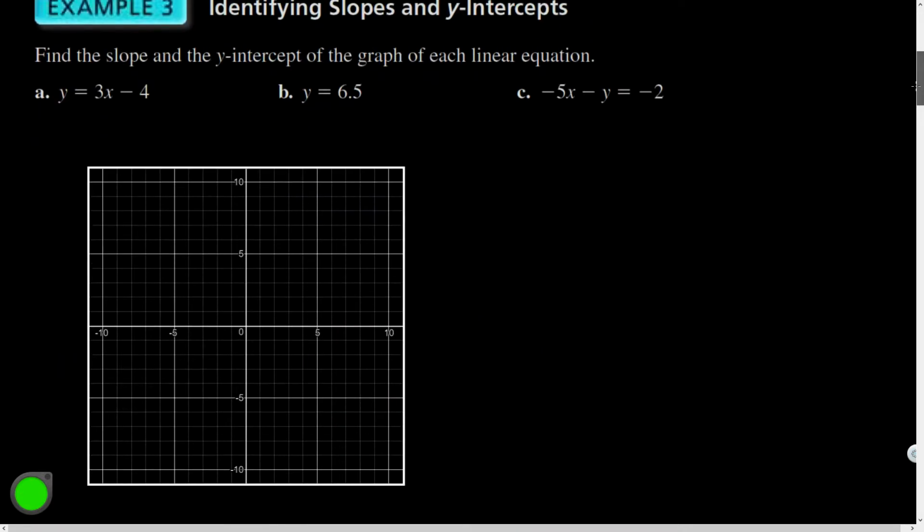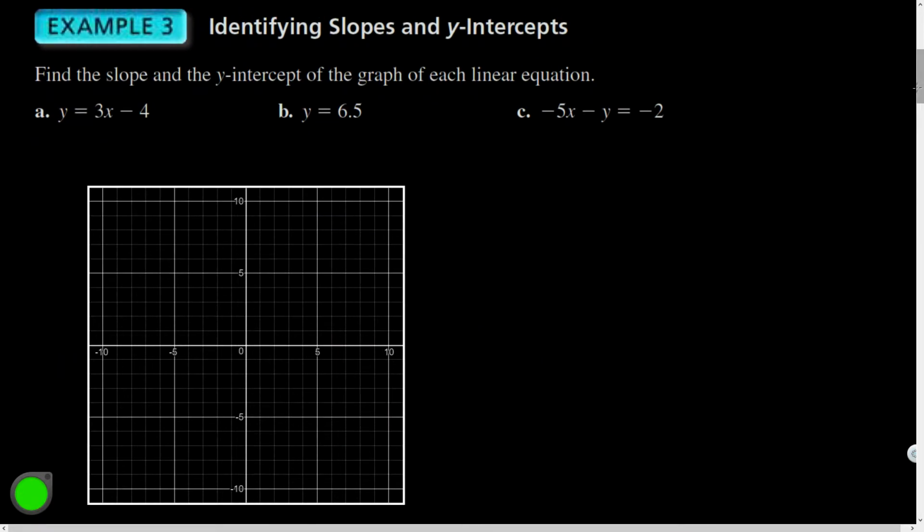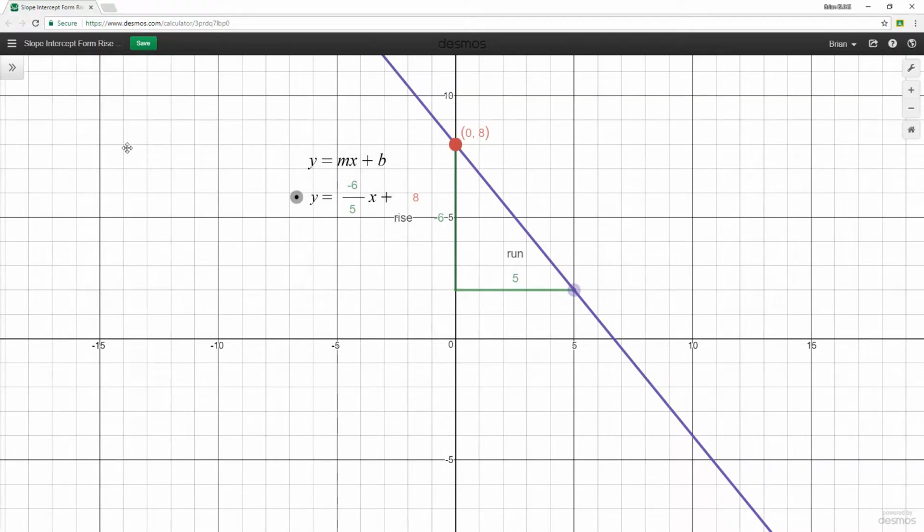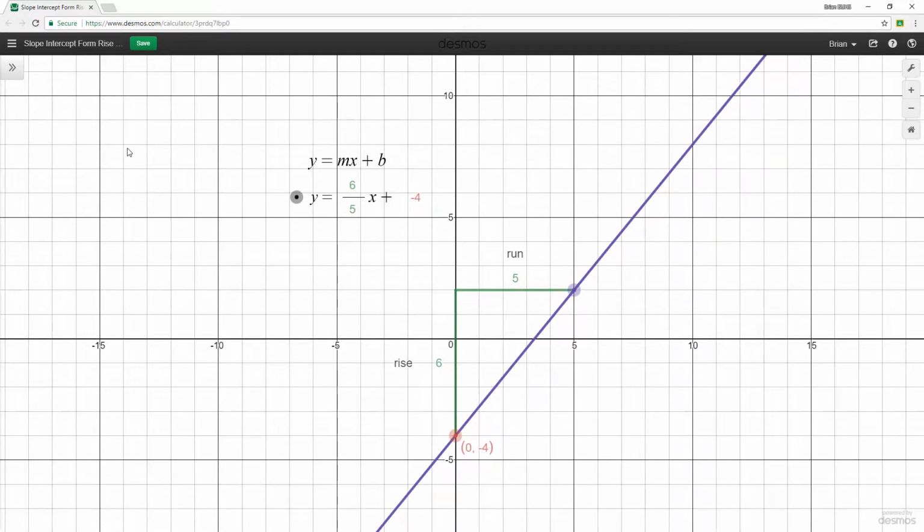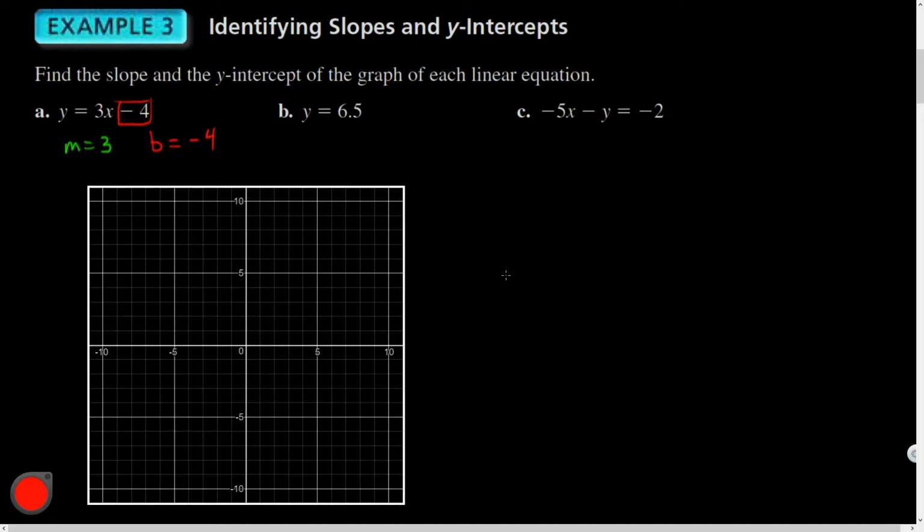So let's see if we can put this to work. It says identify the slope and the y-intercept. So looking at this question, what is the slope? m is equal to 3. And what is the intercept? Good call, it is -4. That minus sign goes with it. It's like plus a -4. And then we'll figure out our slope in a minute.